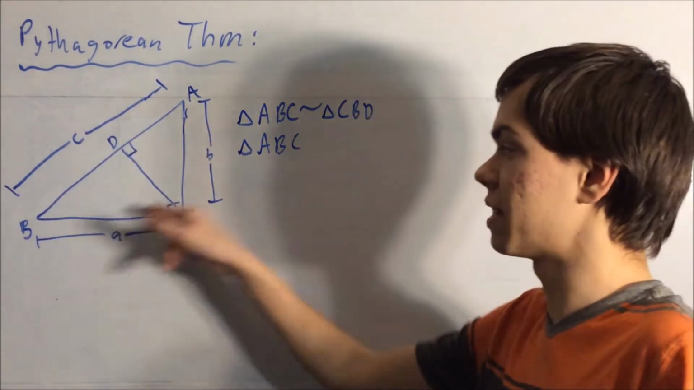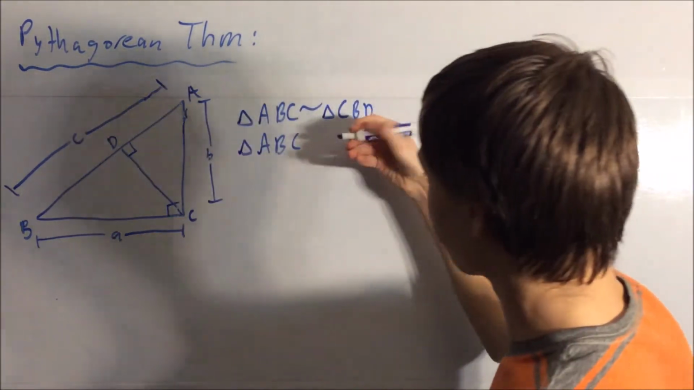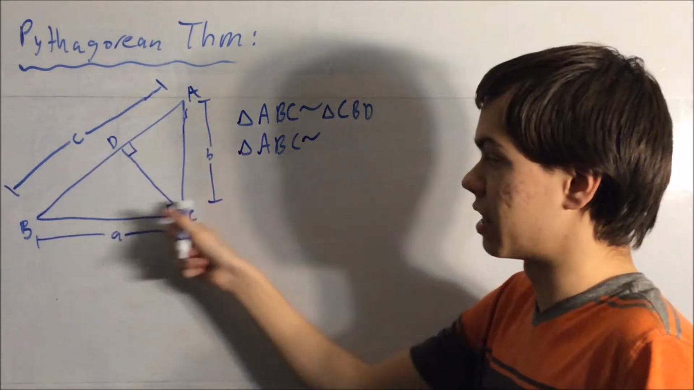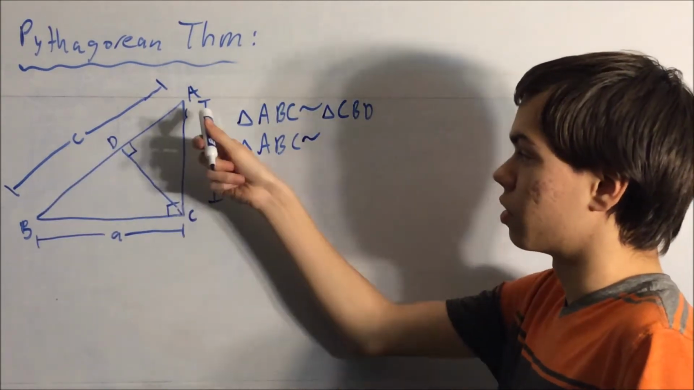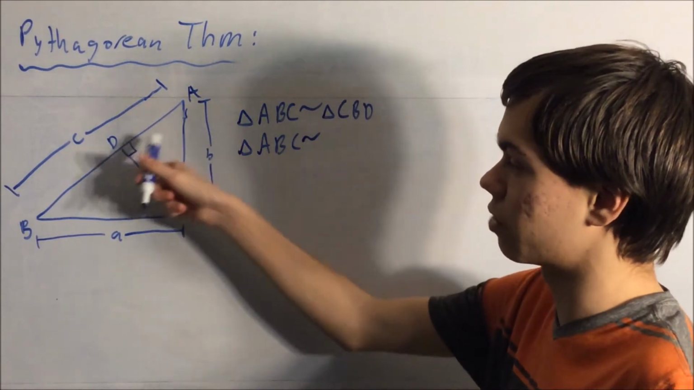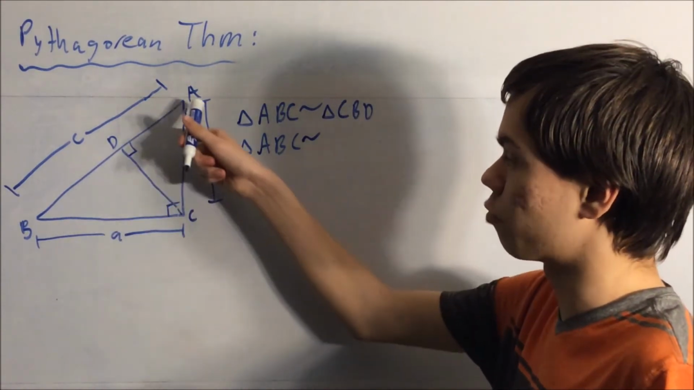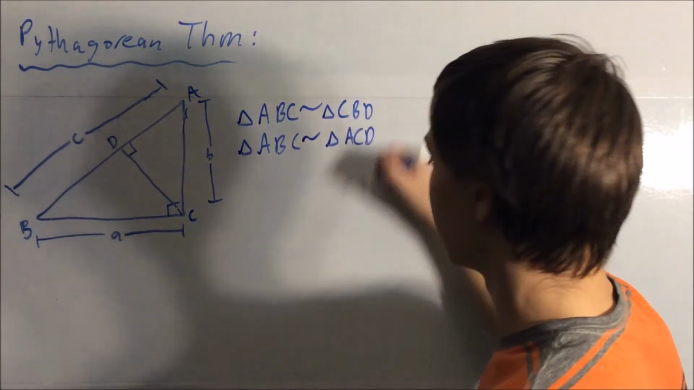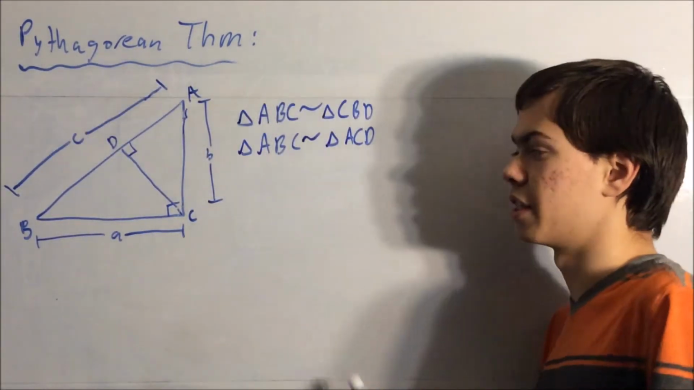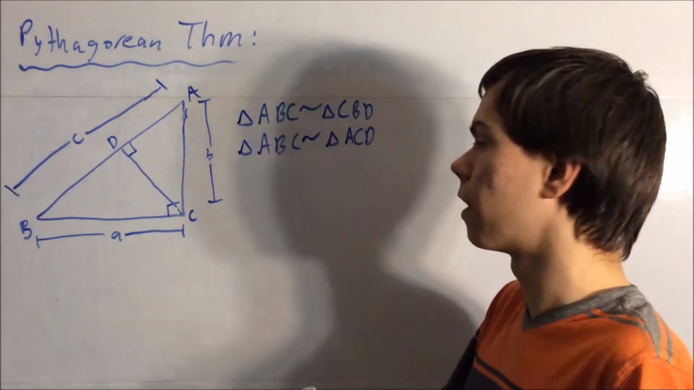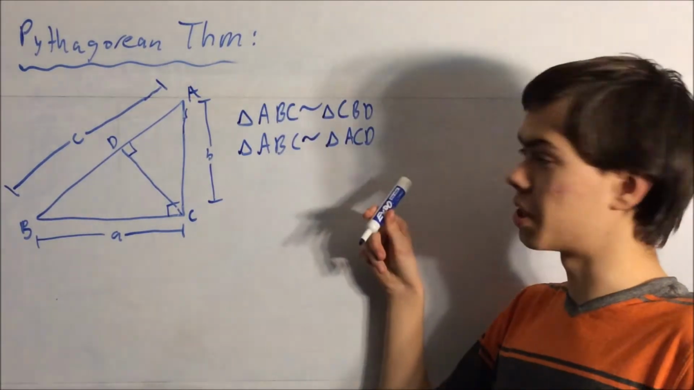So triangle ABC is similar to triangle CBD, but also, which way does it go? CAD or ACD? I'm pretty sure it goes ACD. Triangle ACD. Yes, it does go that way. Now here's the thing. How do we know that they're similar?